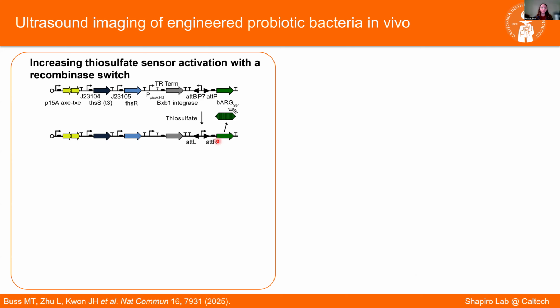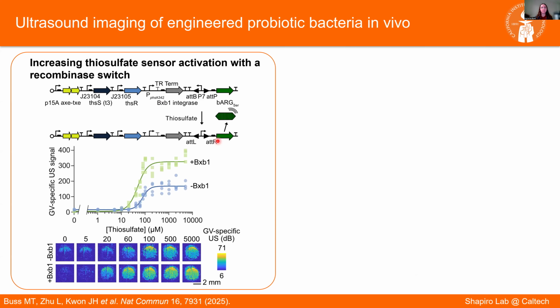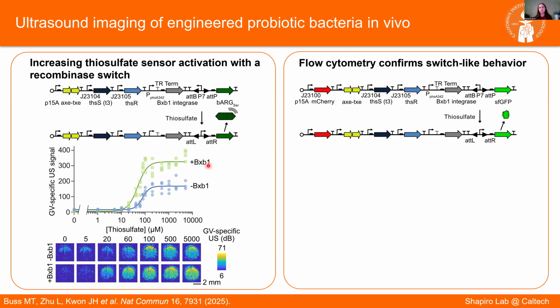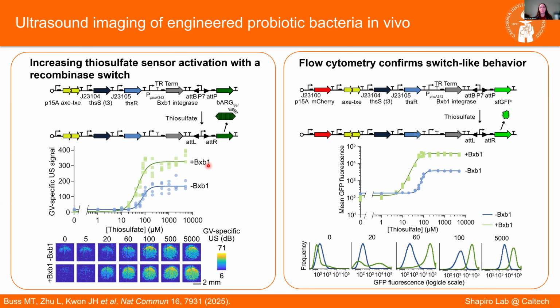And so it turns out that when I add this integrase switch, it really boosts the signal by more than 2-fold and also increases the sensitivity. I also made a GFP version of this recombinase-based switch and confirmed that it does actually improve the sensitivity and the signal, and also makes it have this switch-like behavior. So finally, this optimized thiosulfate sensor with the recombinase switch was good enough to test in a disease model.